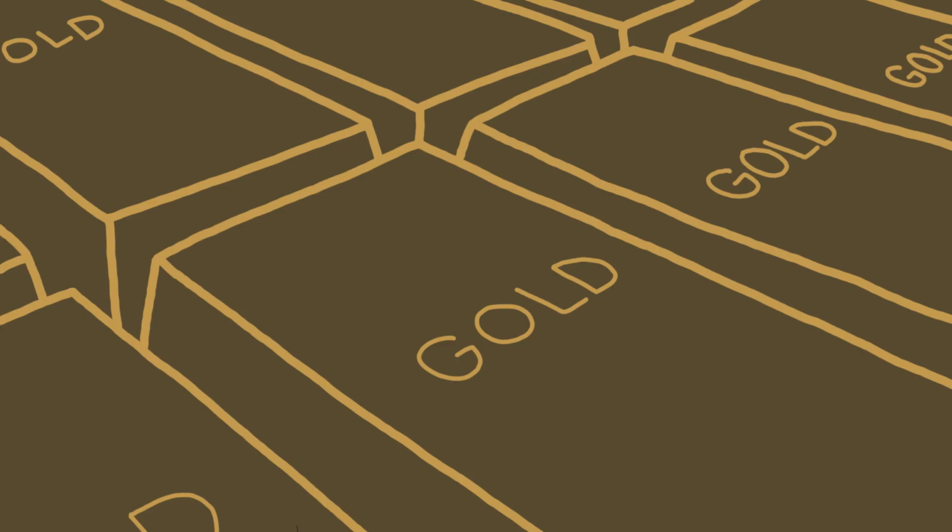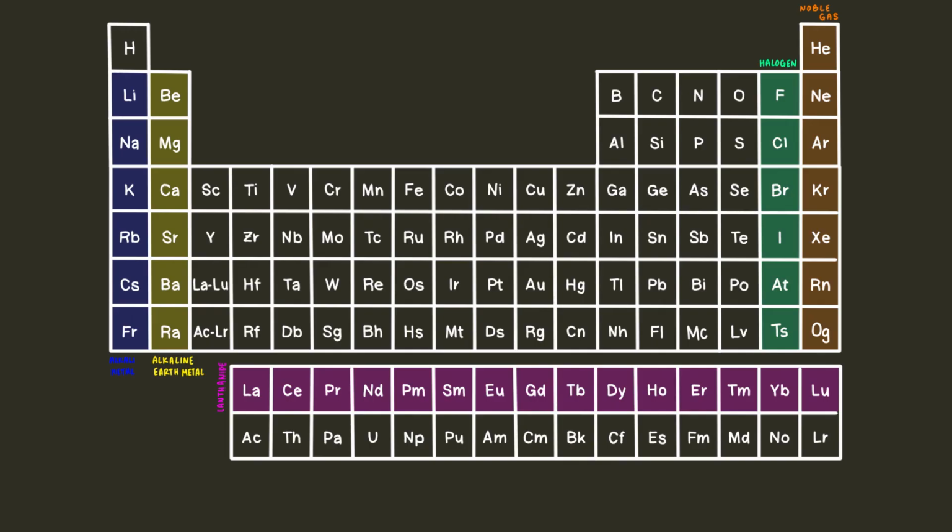But why did we choose gold? Why wasn't it, say, the copper standard? The answer? Chemistry. The periodic table has 118 elements, and gold was, hands down, the best choice. Let's take a look at why.